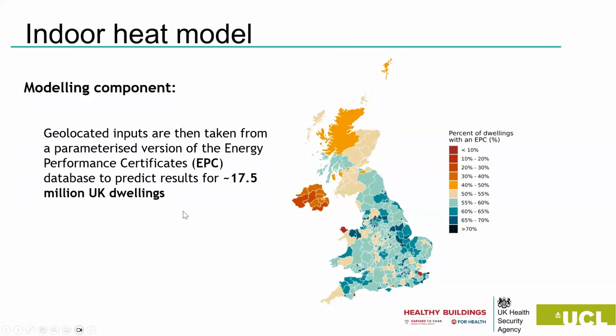There are a number of issues with EPCs. They're not always accurate. But we use them because you can get dwellings at an individual address level. So this was an appeal for us. This research was funded by BEIS at the time, the Department of Business, Energy and Industrial Strategy. And they wanted to have a tool where you could really target interventions and see how they would affect the population, like where they were better targeted.